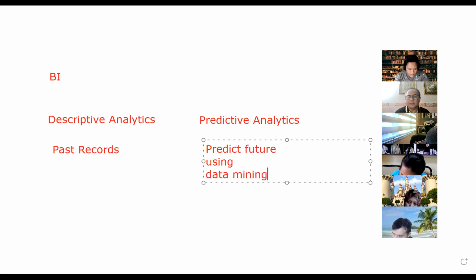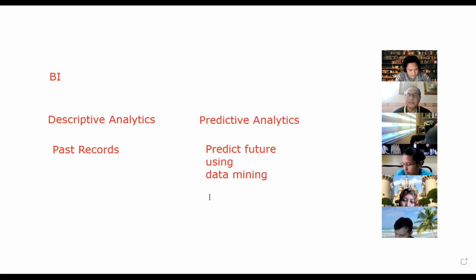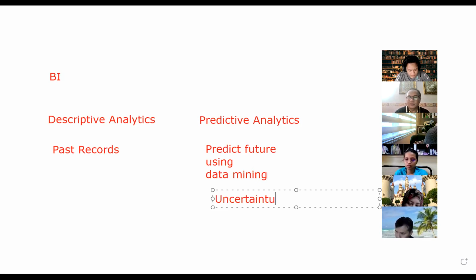How do we use data mining? We can look into association. We can do clustering. We can do sequencing. So after this will happen, we can estimate the future. We cannot know exactly. We have what we call uncertainty. The term is uncertainty. So with uncertainty, we can measure what we call probabilities.